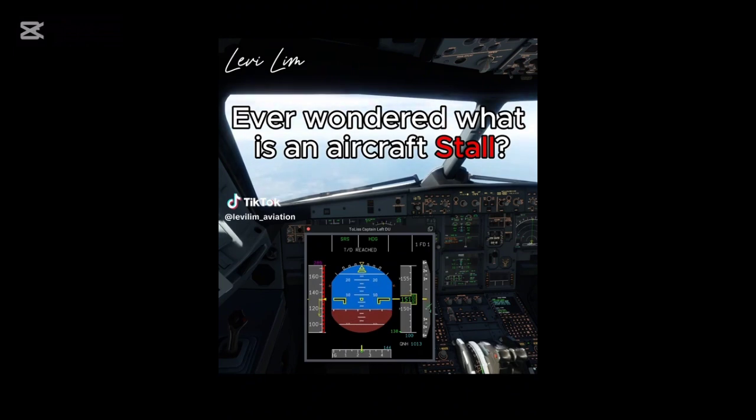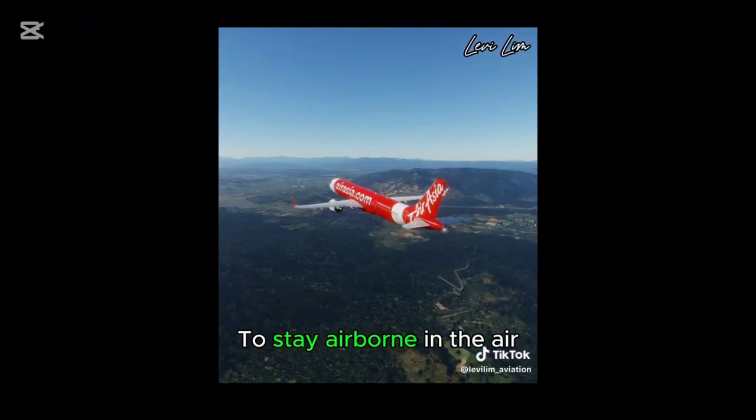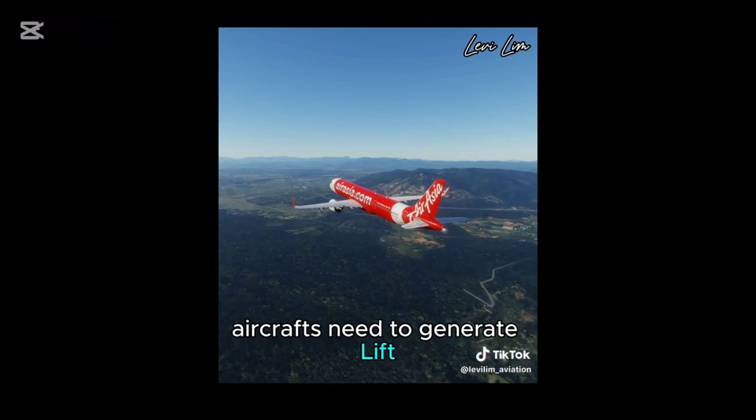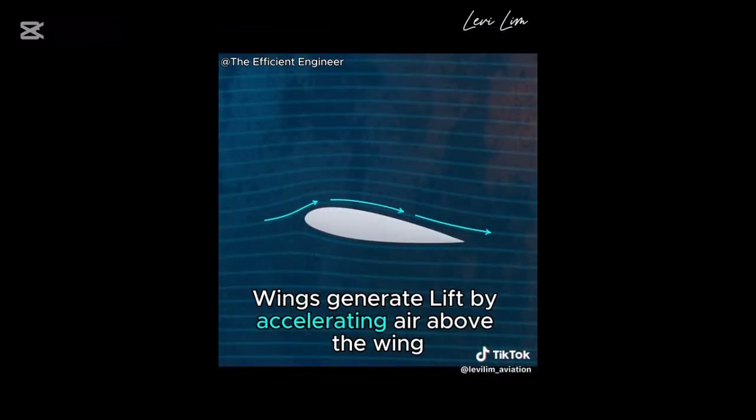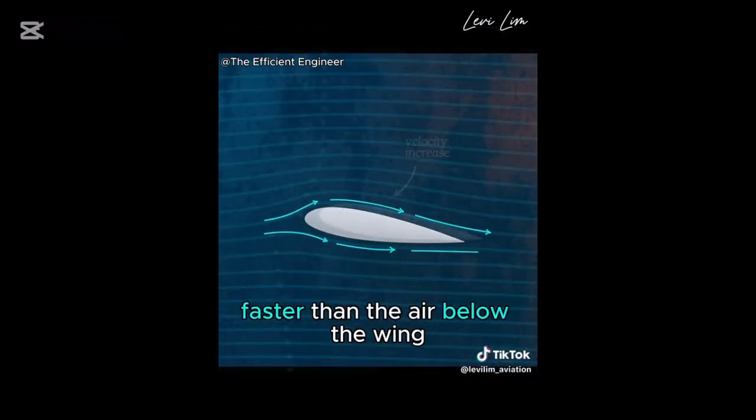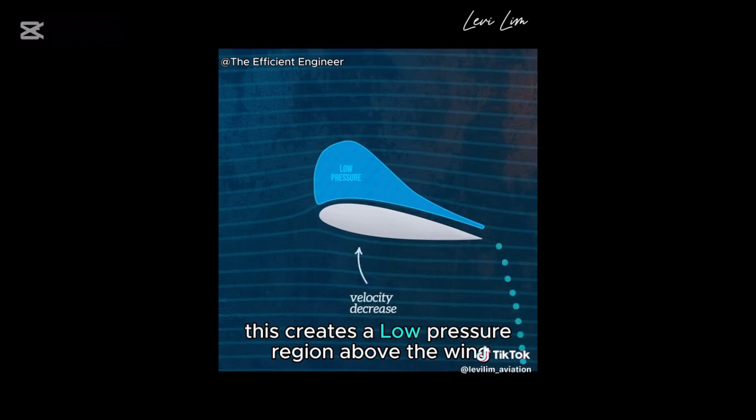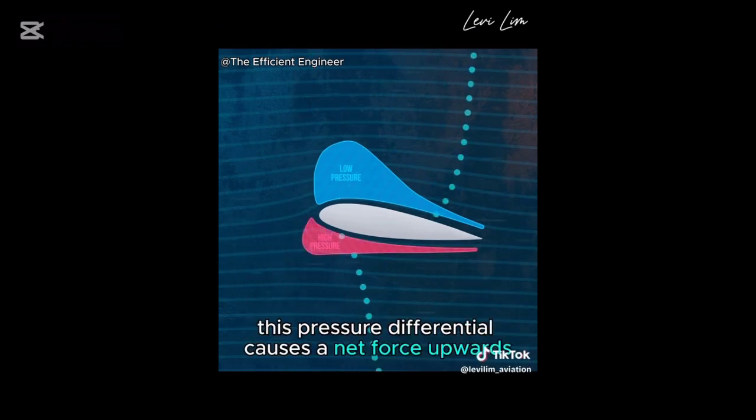Ever wondered what an aircraft stall is? To stay airborne, aircraft need to generate lift. Wings generate lift by accelerating air above the wing faster than the air below the wing. This creates a low pressure region above the wing and a high pressure region below the wing. This pressure differential causes a net force upwards called lift.